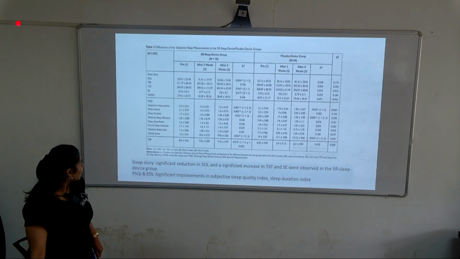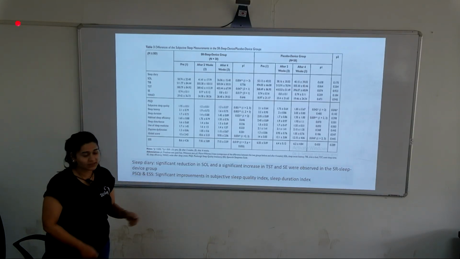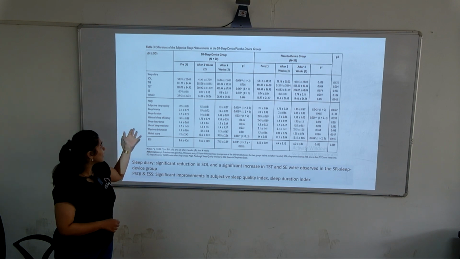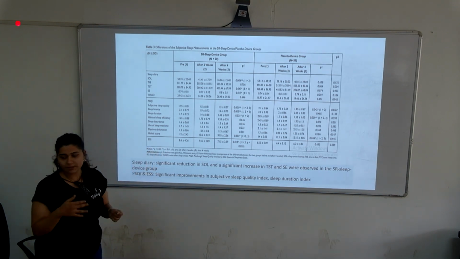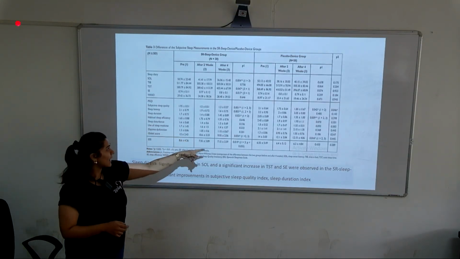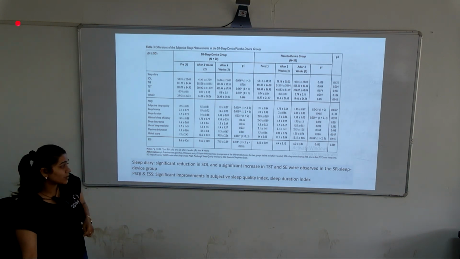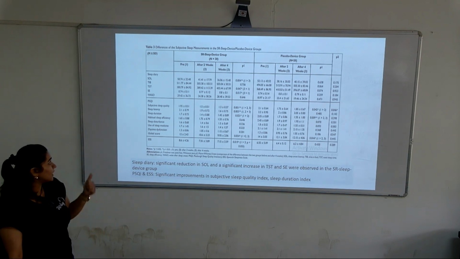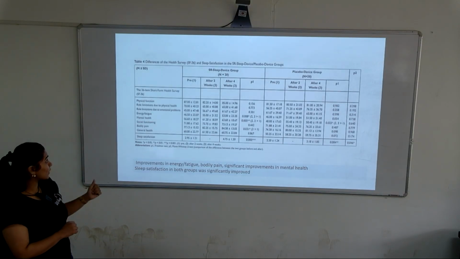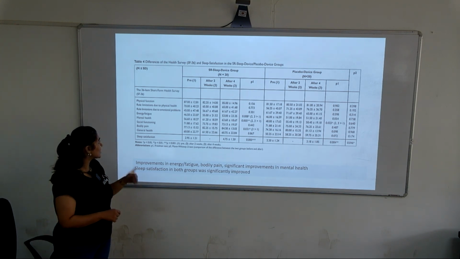Then talking about the subjective measurements, here also, sleep onset latency and total sleep time were taken into consideration with the help of their sleep diaries and a questionnaire. So all these platforms were taken into consideration, and there is an increase in the SR sleep device group, and in the placebo there's not much of a difference. And the quality of the sleep and the sleep duration also increased when they were using the human resonance device.